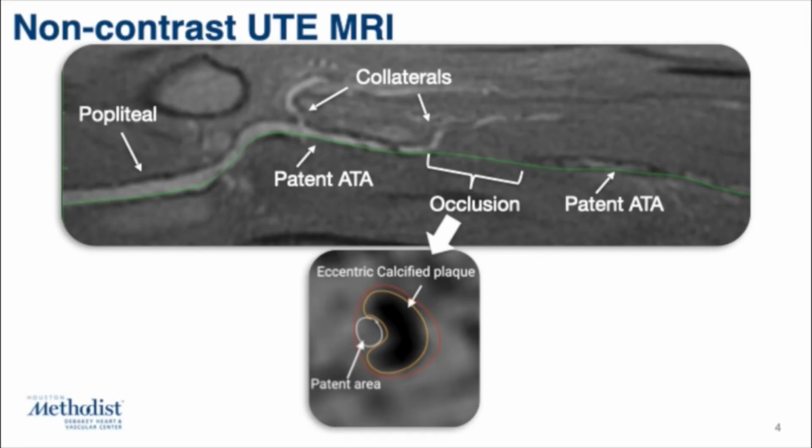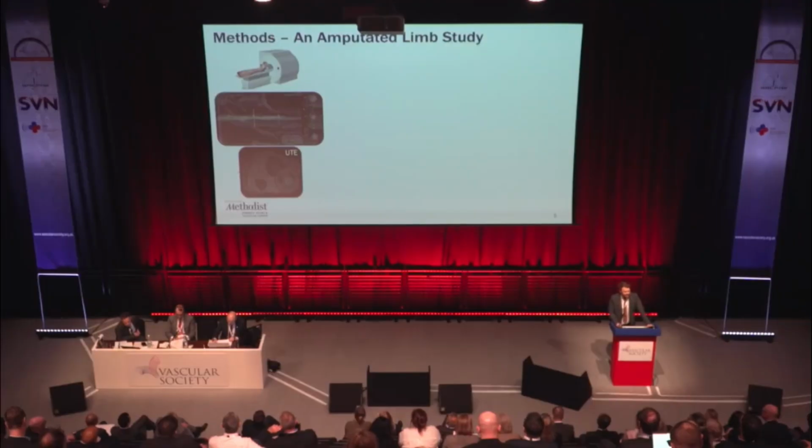UTE MRI is a non-contrast MRI technique. It can be done on a 3 Tesla MRI, and it can unlock our understanding of what makes up the occlusion and its relationship with immediate technical failure. And so we put it to the test in an amputated limb model. We use amputated limbs from patients who've reached the end of the road for their limb, and we recruit them into our study, and they undergo this 3 Tesla non-contrast MRI technique.